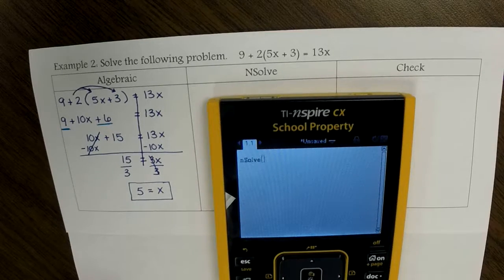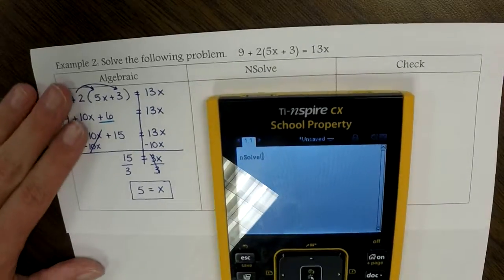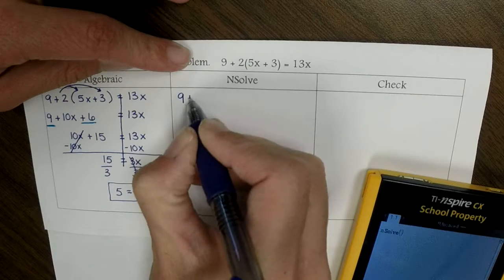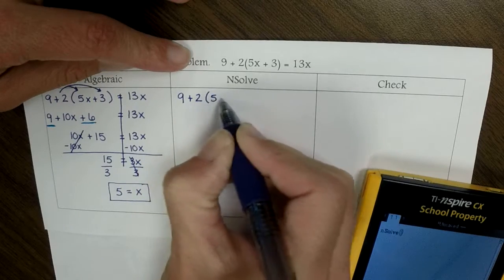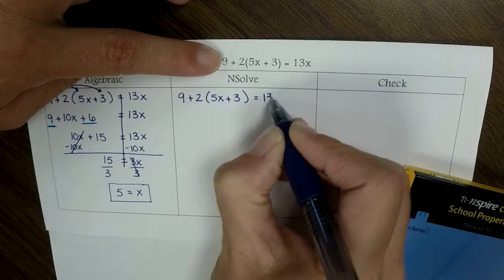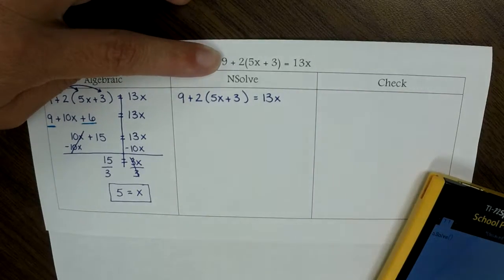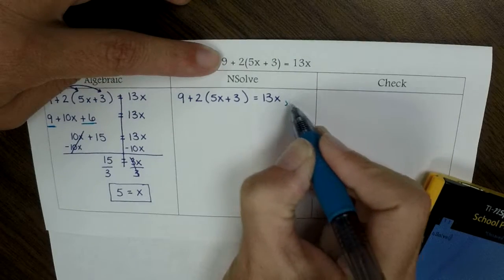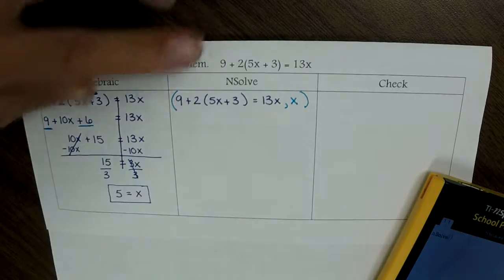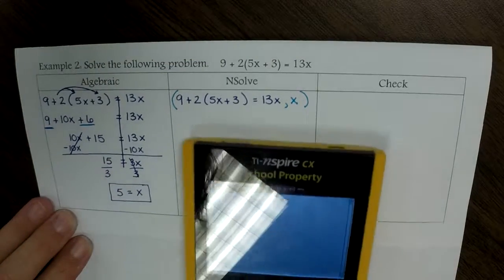Then remember, we're supposed to type in the equation. So it should look like this. 9 plus 2, 5x plus 3 equals 13x. And then remember our work, we're supposed to do comma, the variable, and then put all of this in parentheses so that I know exactly what it looks like when I type it in.